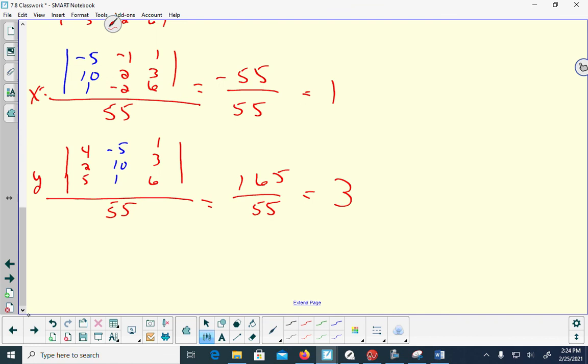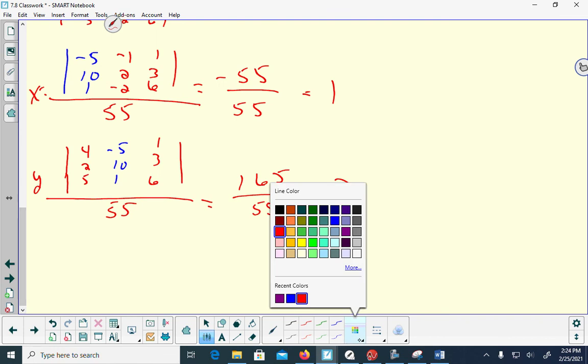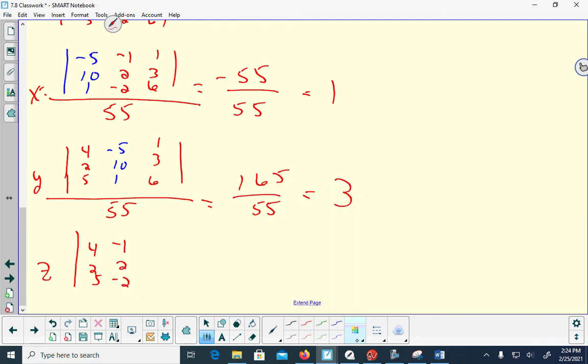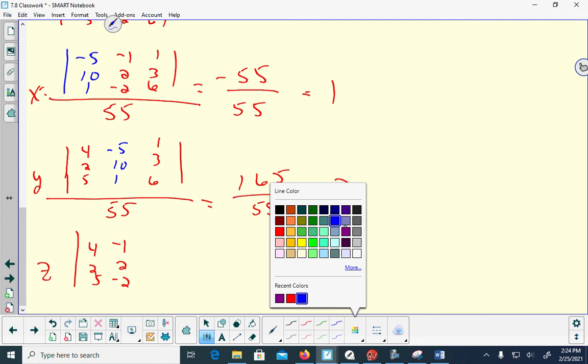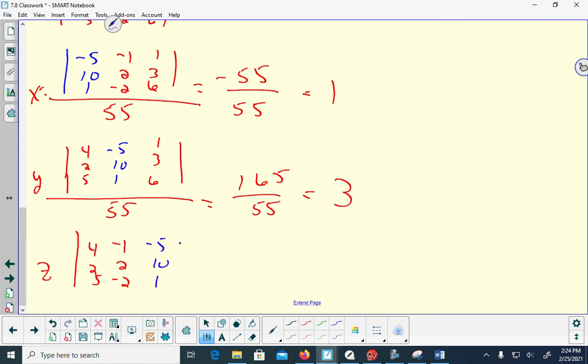Last one I have to do is z. Well, this is getting pretty easy now. To find z, the 4, the 2, and the 5 stay the same. The -1, 2, and -2 come back from up here. And now the answers go into this column here: -5, 10, and 1. Okay, and we're going to do that in a second. Hold on.